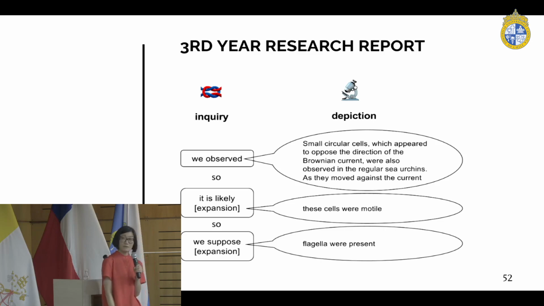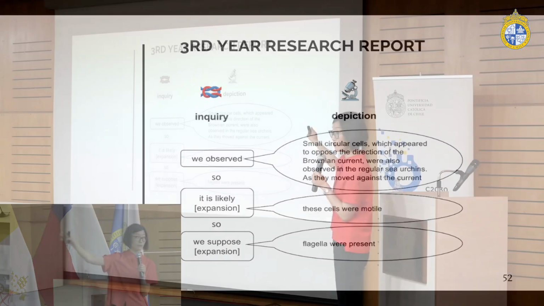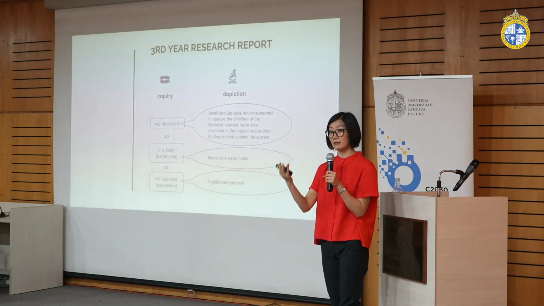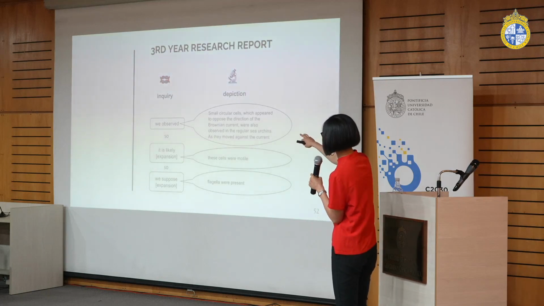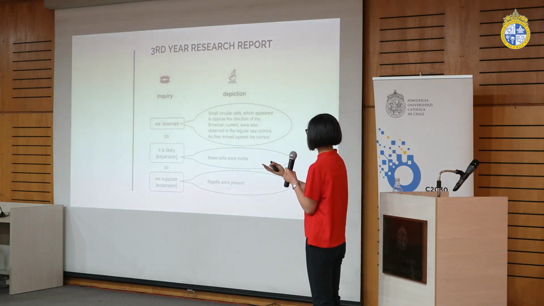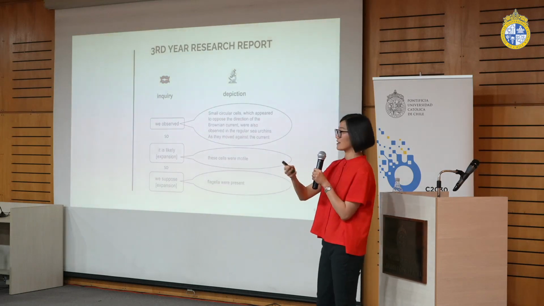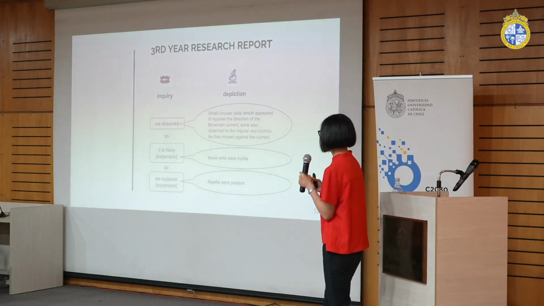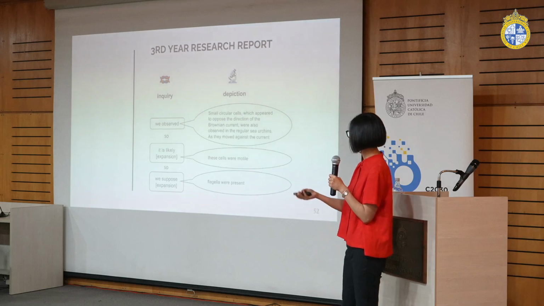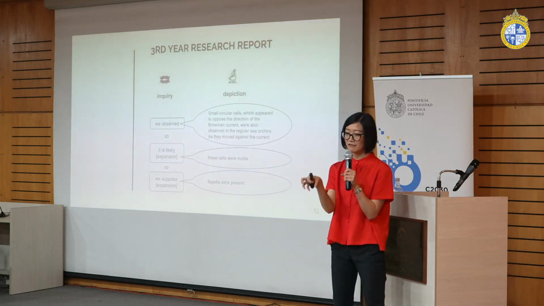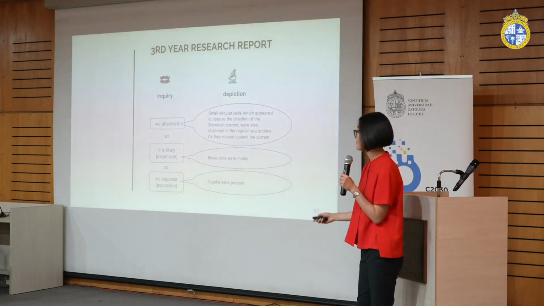Okay, again, same research report. Again, you can see that this is the third time we see the inquiry making sense of the depiction in the lab work, right? So we observe some smaller circular cells which appear to move opposite the direction of a Brownian current, and they also observe it in the regular sea urchin as they move against the current. It's likely these cells were motile. I'm making a deduction. And so further, we suppose that flagella were present. So they are making the deduction based on the experiment. From the phenomenon, one phenomenon leads to another, right?